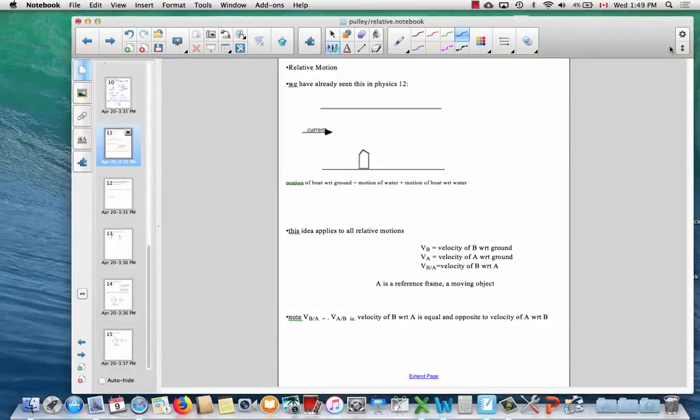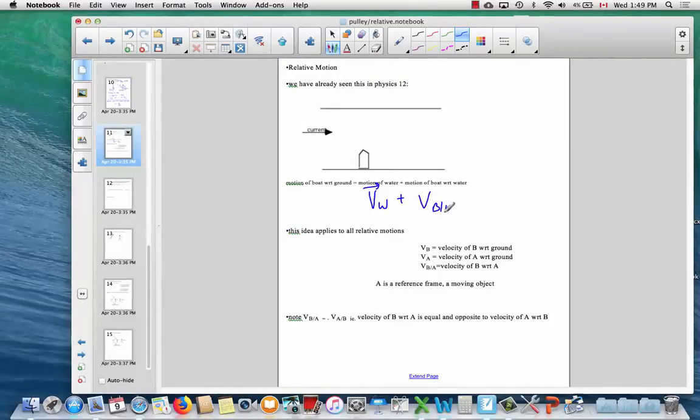Here's another relative motion problem that you're familiar with from previous physics courses. Just really simply a boat traveling across the river. Now the resultant motion of the boat is actually a vector sum. You've got to add the water motion to the motion of the boat when it's in the water.